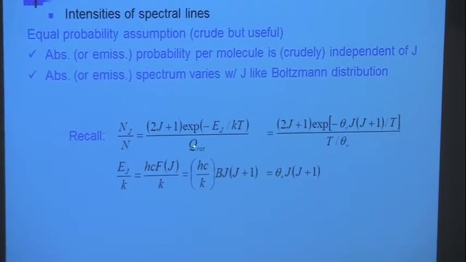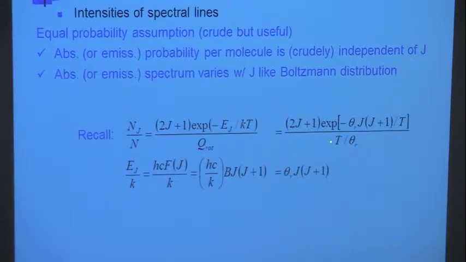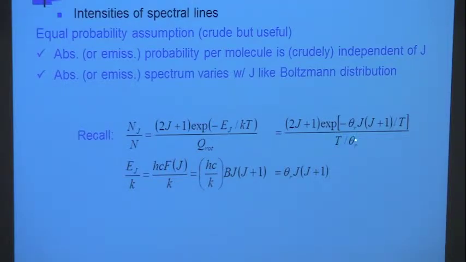Turns out that if you sum over all the allowed states, it comes back to something that's this T over theta R. Theta R is going to be proportional to B. So there's a very simple relationship for the fractional population in J. In terms of J, the energy of that state, and the rotational partition function.